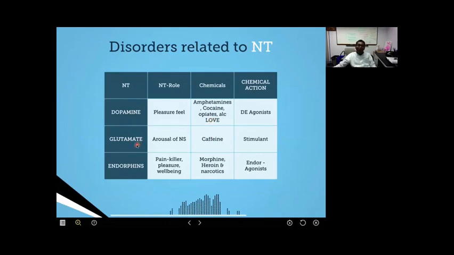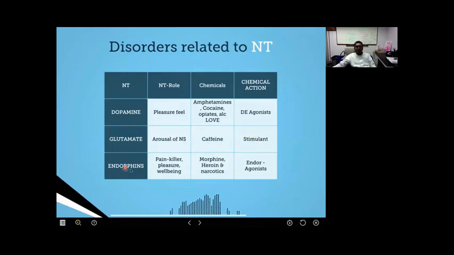Okay. Now coming to glutamate. Glutamate is a neurotransmitter. Its role is it increases the activity in your nervous system. That's why caffeine is an example of a chemical that mimics glutamate, and it increases the neural activity. That's why people take caffeine to be active, because then the nervous system is more active, it acts as a stimulant here.